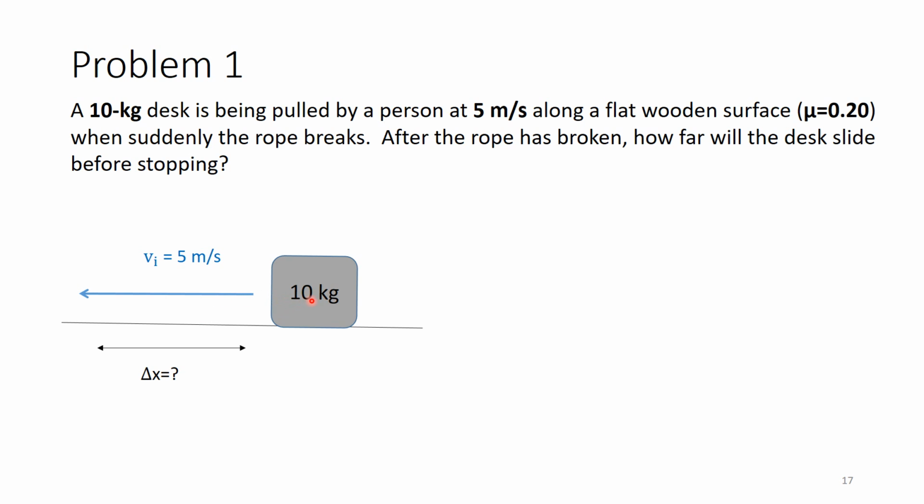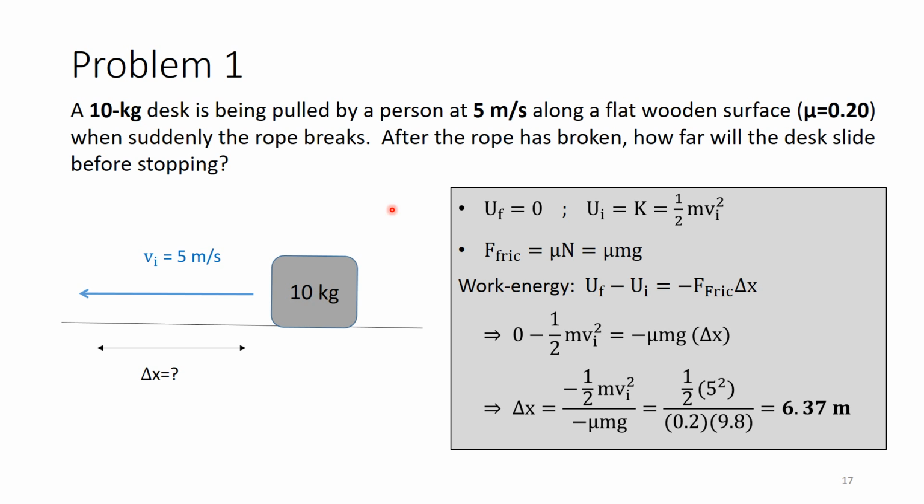We can do this problem using kinematics equations, using velocity, acceleration, displacement, but you can also do this using energy. So let's do it with energy here. Let's write down what we know. We know that the final energy of the desk is 0 because it comes to rest, and it's on a horizontal surface. And the initial energy is just kinetic energy, since it was moving with a certain speed. And this is how we calculate friction, the coefficient multiplied by the normal force. So what's the normal force for this object? It's on a horizontal surface, and there is no acceleration in the vertical direction. So normal force is just mg.